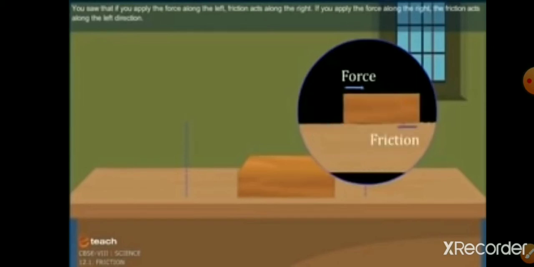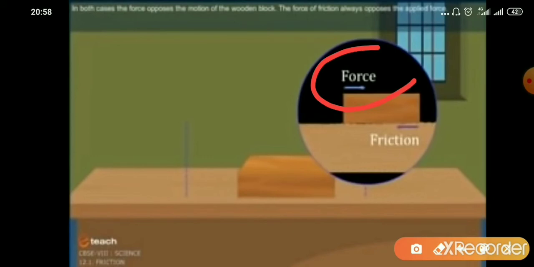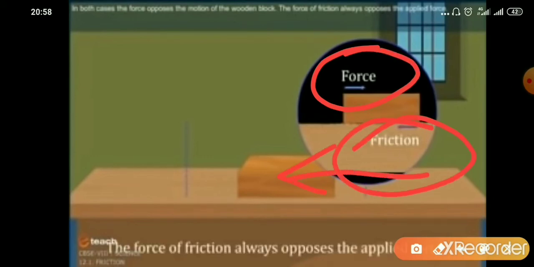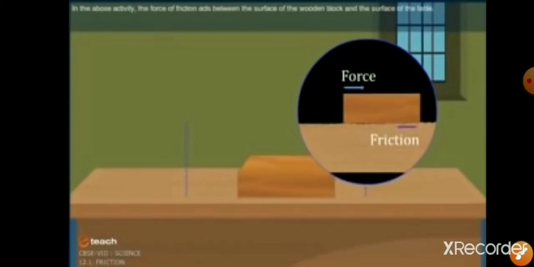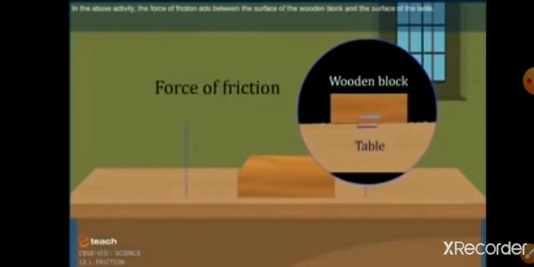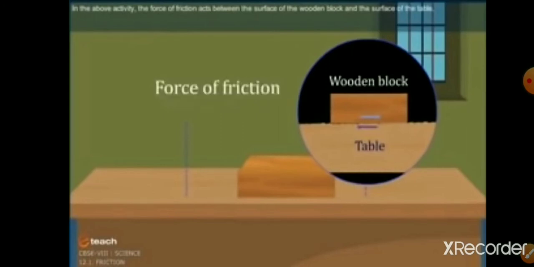If you apply the force along the left, the friction acts along the right direction. If you apply the force along the right direction, the friction acts in the left direction. In both the cases, the force opposes the motion of the book, and the force of friction always opposes the applied force.